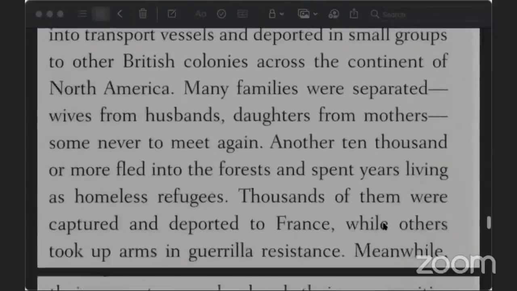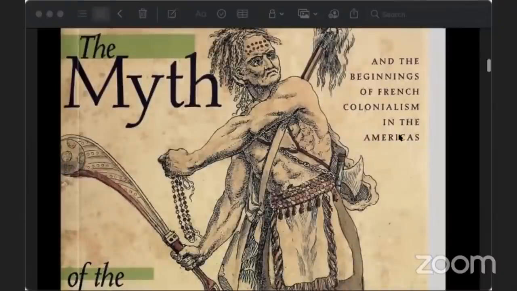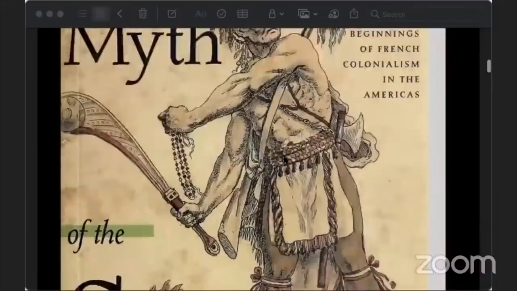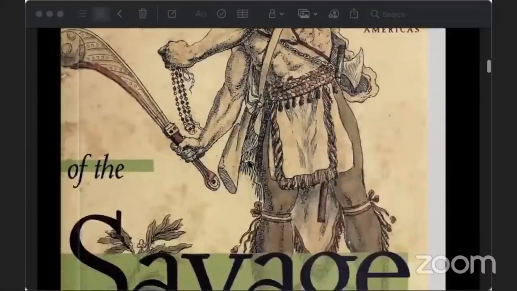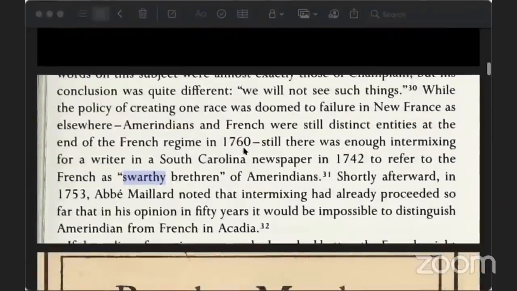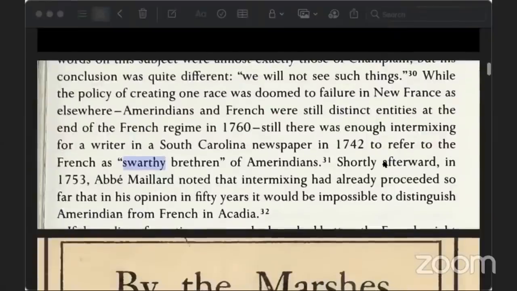Thousands of them were captured and deported to France. Says the myth and the beginnings of French colonialism in the Americas, the myth of the savages. That's the book. While the policy of creating one race was doomed to failure in New France, as elsewhere, Amerindians and French were still distinct entities at the end of French regime in 1760.